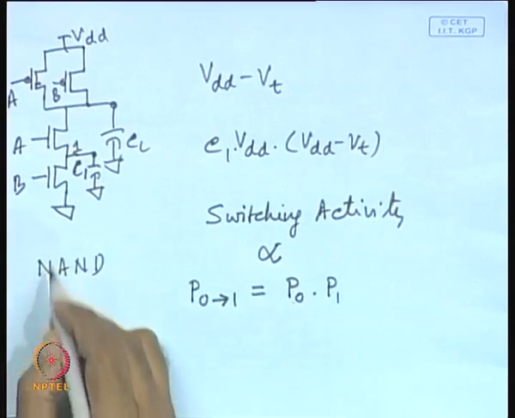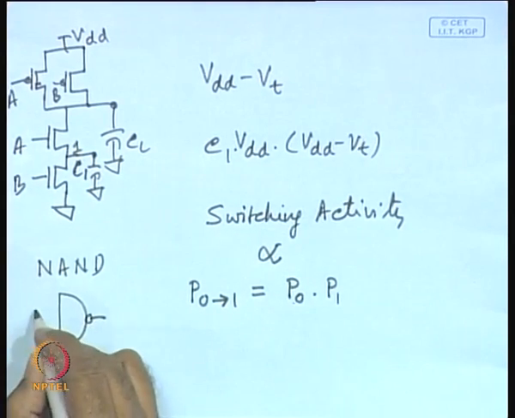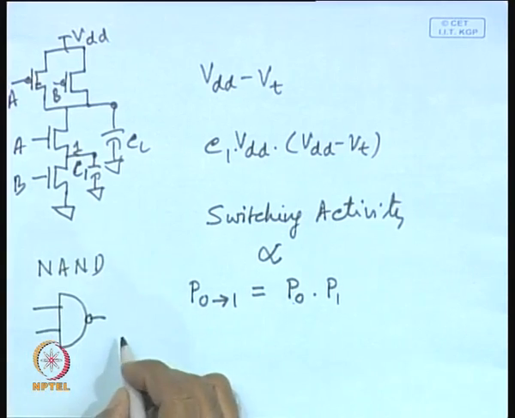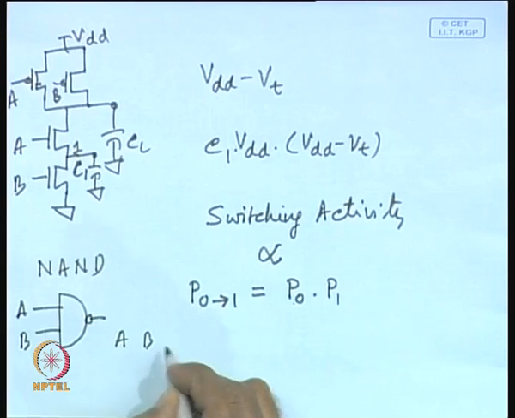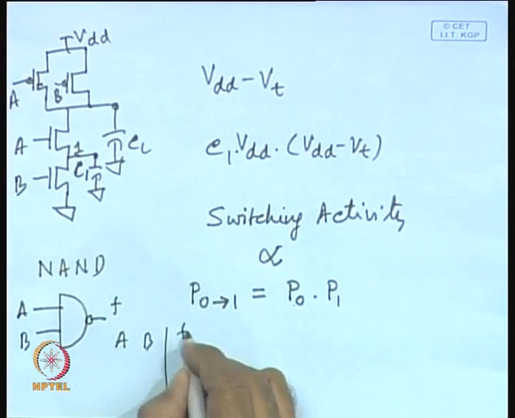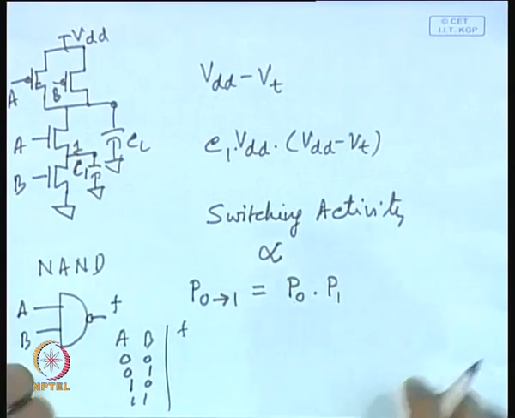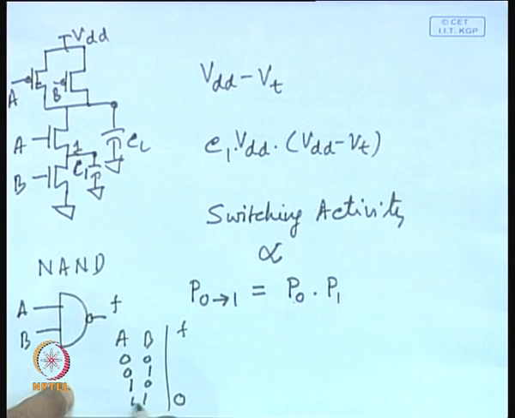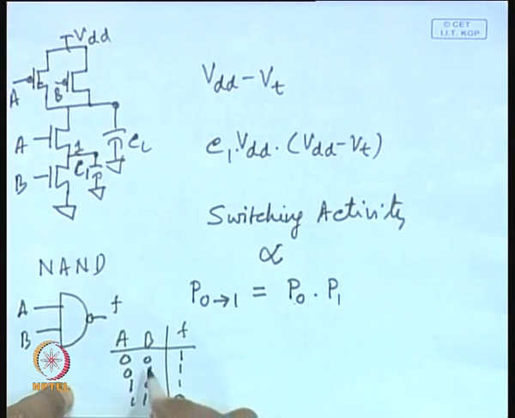Let us consider the NAND gate that I have drawn. We know the truth table, say A, B, and F for 00, 01, 10, 11. The output will be 0 only for 1 1, and for all the other 3 conditions the output will be 1. When any one of the inputs is 0, the output will be 1.